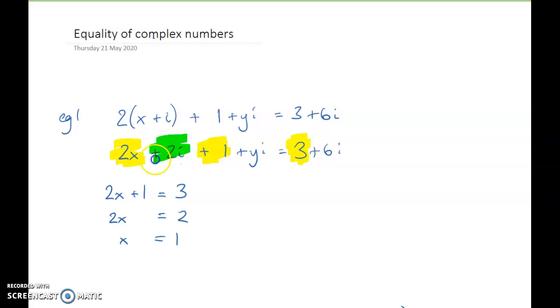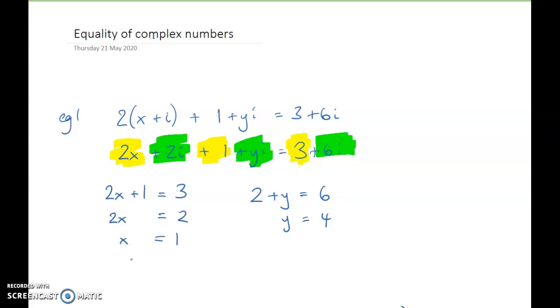Now, separate to that, we've got the imaginary parts. So what have we got here? We've got an i term here, we've got an i term here. That's on the left-hand side. On the right-hand side, we have an i term there. So we can say that 2 lots of i and y lots of i is equal to 6 lots of i. Take away 2 from both sides, and we find out that y is equal to 4. So x is 1, y is equal to 4.